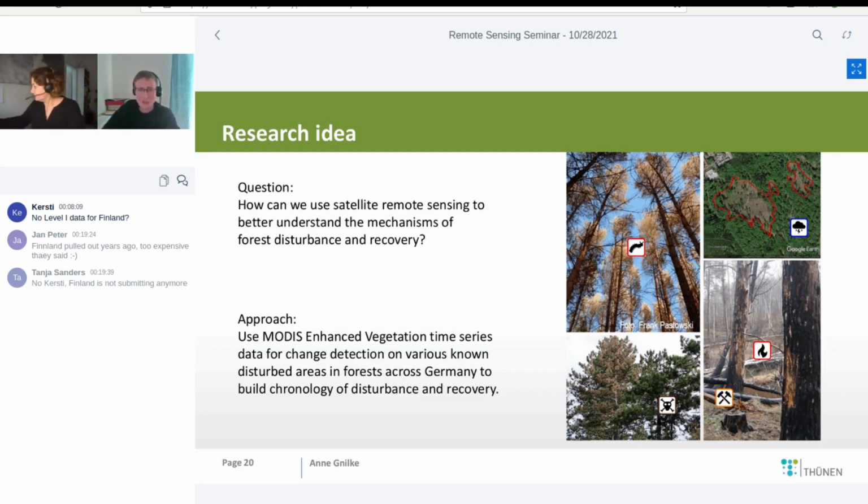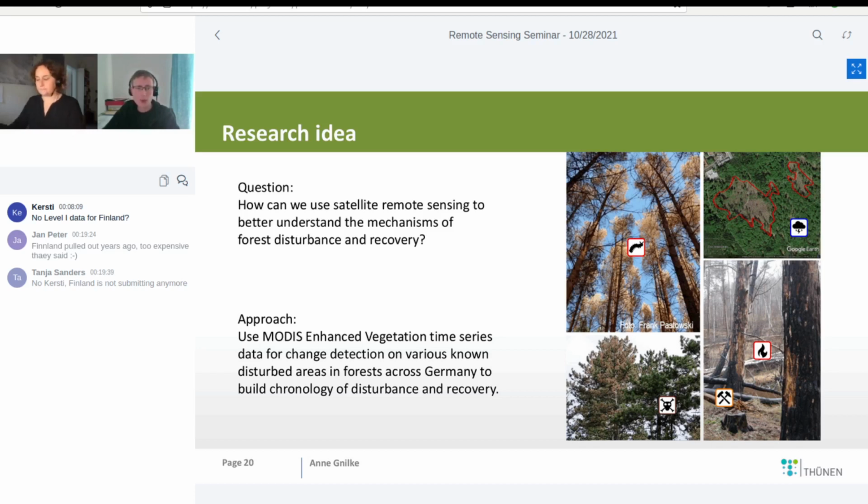Thanks for the nice bridge to moving up to space now from the ground, and looking at disturbance in specific right now. I'm going to tell you something about the research idea we had when looking at different patterns from different disturbance events. So the basic question was, how can we use satellite remote sensing to better understand the mechanisms of forest disturbance and, of course, also recovery, which is then the basis for instance, for forest management strategy and planning models to better mitigate through climate change situations in forestry, but also in general in environmental research.